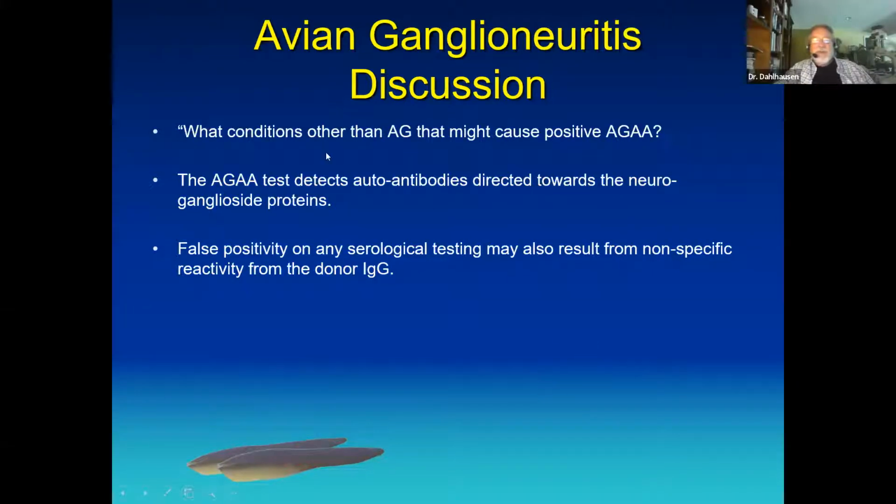What other conditions other than avian ganglioneuritis can cause a positive AGAA? Well, actually, it's the AGAA that causes a ganglioneuritis. So we've talked about this. We talked about those other agents. The test detects autoantibodies directed towards the neuroganglioside proteins. False positivity on any serological testing can occur from non-specific reactivity from the donor IgG. And remember, we have that issue.